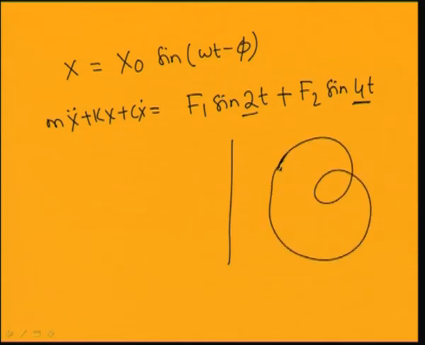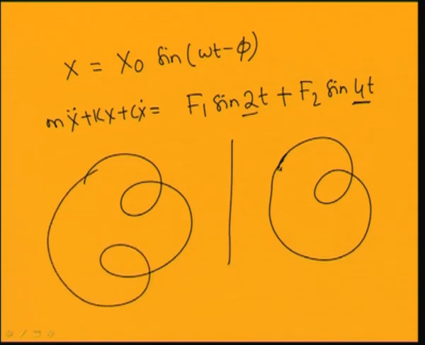Similarly, if you take 3 forces with frequencies of integer multiples, that is in this case 2, 4 and 5, then you can obtain 3 lobes in this phase portrait. In the phase portrait, this will be your velocity versus displacement curve.